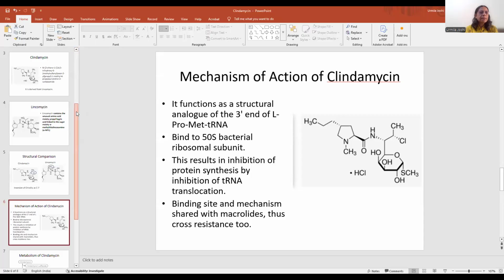Hello friends, today's lecture is a Medicinal Chemistry Semester 6 lecture on clindamycin. So let us go straight to the lecture. Let us start with clindamycin.